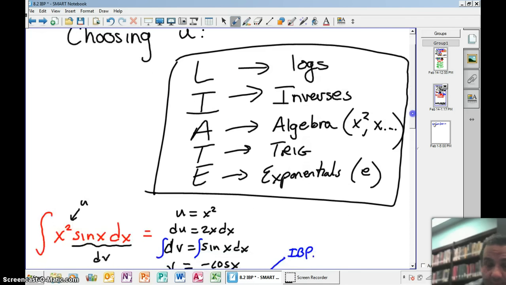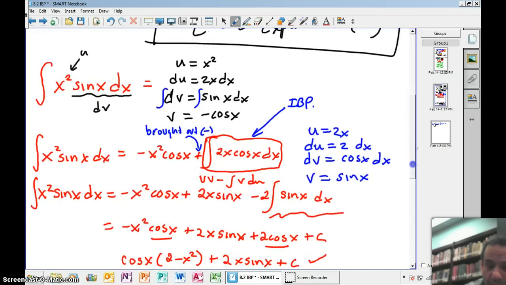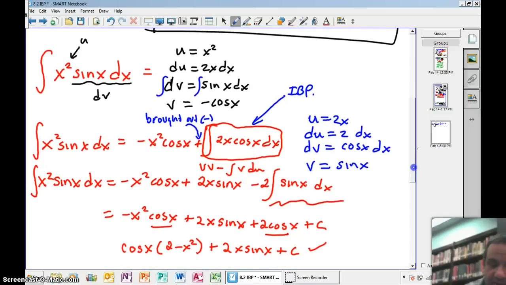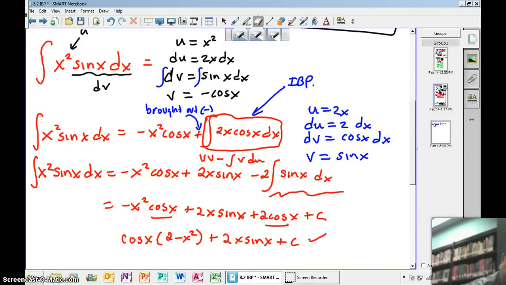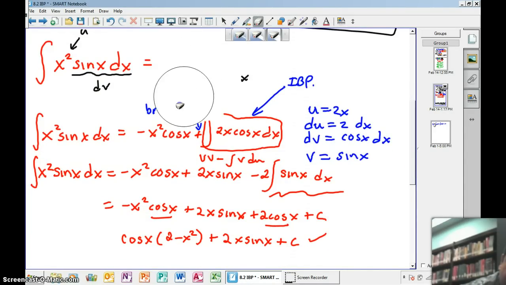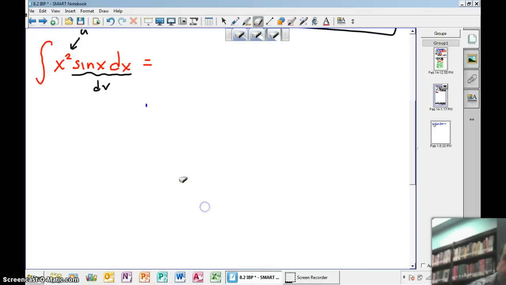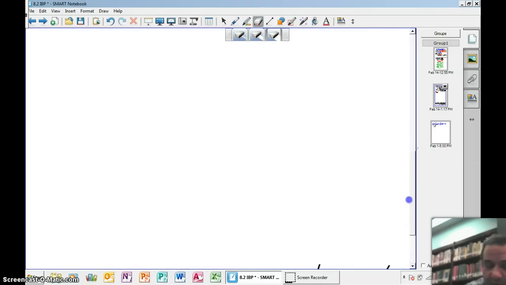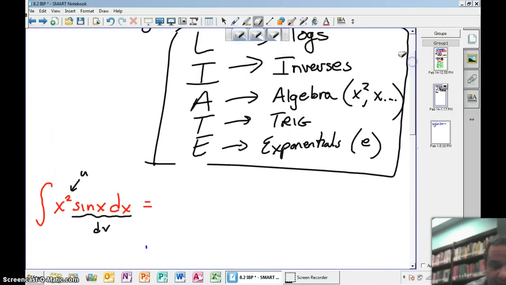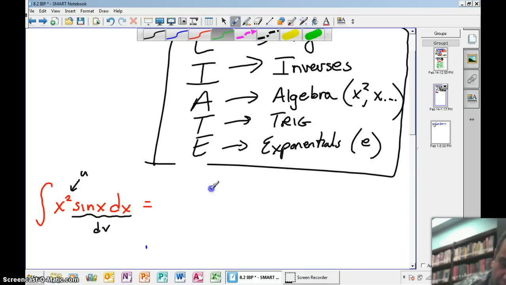So this is fantastic. Now, oh, I guess I didn't erase this, but let's do this. Let's undo this. So here we go. We got x squared times sine x. And I'm sorry, I forgot. We're going to erase homework too. Get rid of it. So now we have x squared times sine x dx. u is the algebra, which is before trig. So I got u equal to x squared. du is 2x dx.